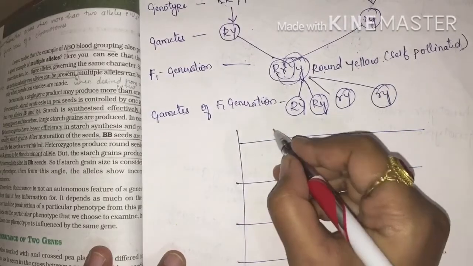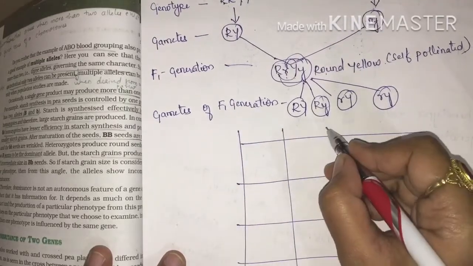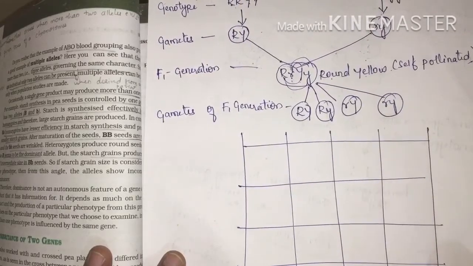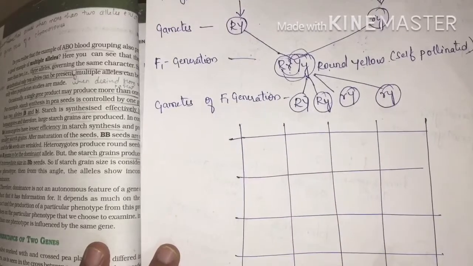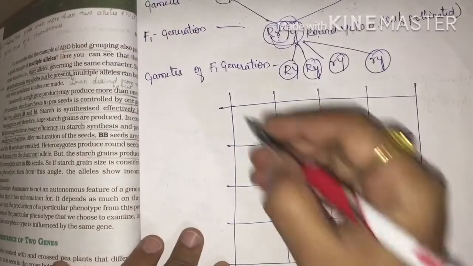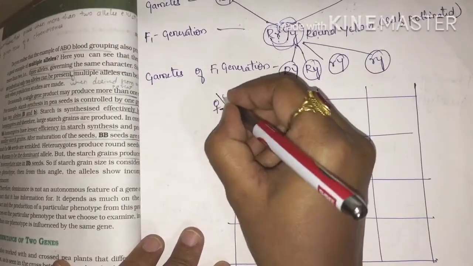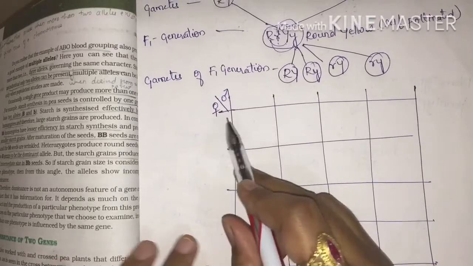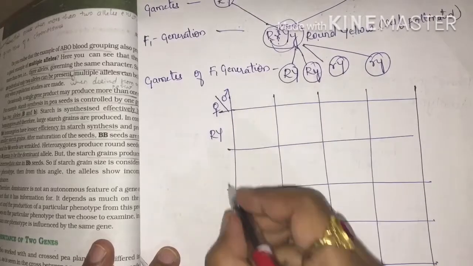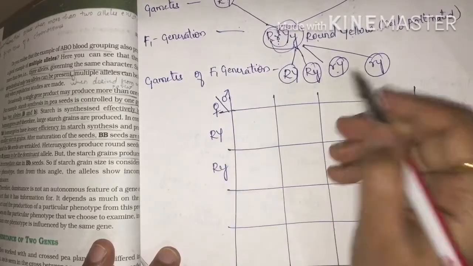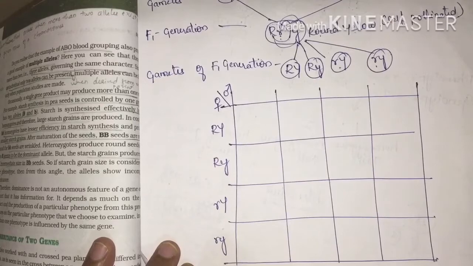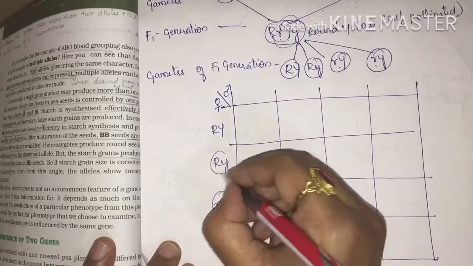Okay, this is 1, 2, 3 and 4. This is the checkerboard which we are going to draw for the dihybrid cross. In this dihybrid cross, on one side we are giving female and on the other side male. From one parent we got 4 gametes, which are: capital R, capital Y; capital R, small y; then small r, capital Y; then small r, small y. These are the gametes of one parent.